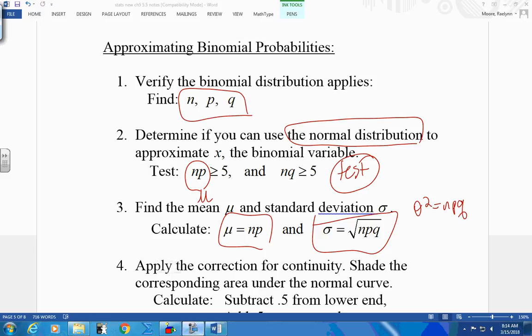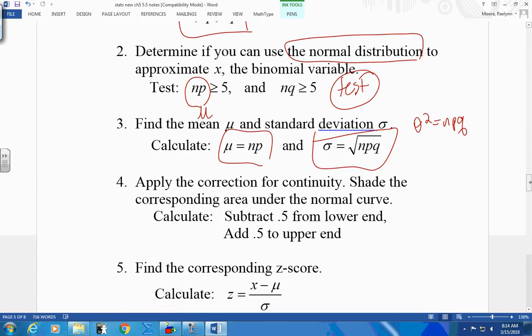Remember, that's your variance. So that's what we're going to do. Okay. Then, after you do that, you write your probability statement, and you correct it for continuity. Take your probability statement and correct it for continuity. Then, the rest is the same as we always did.